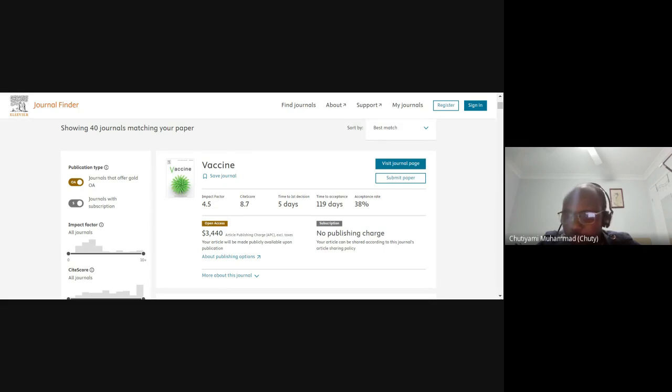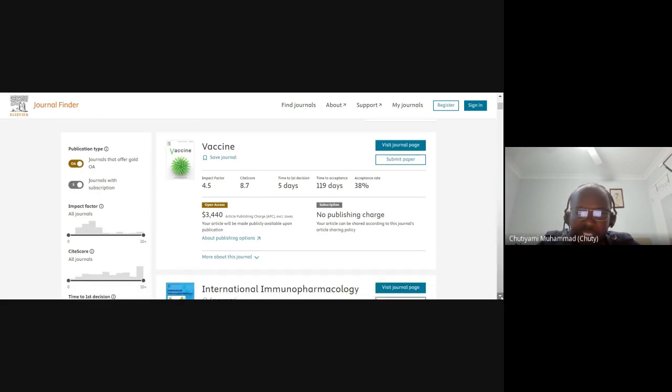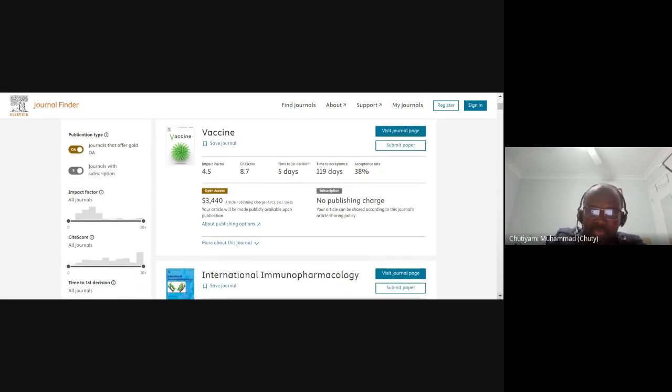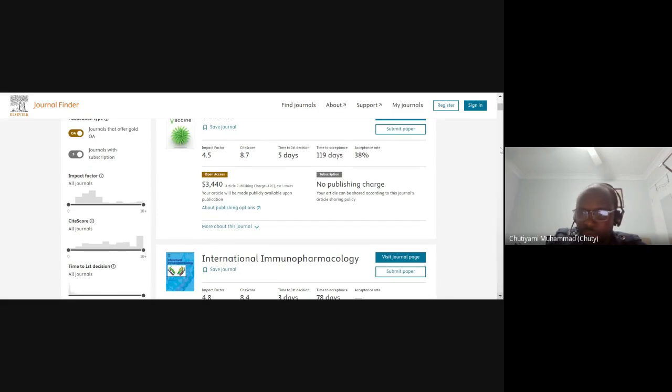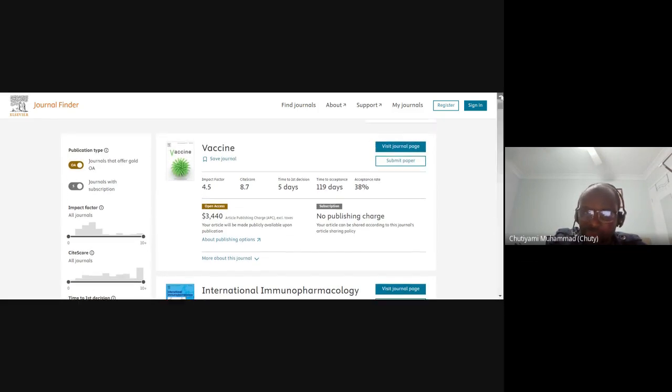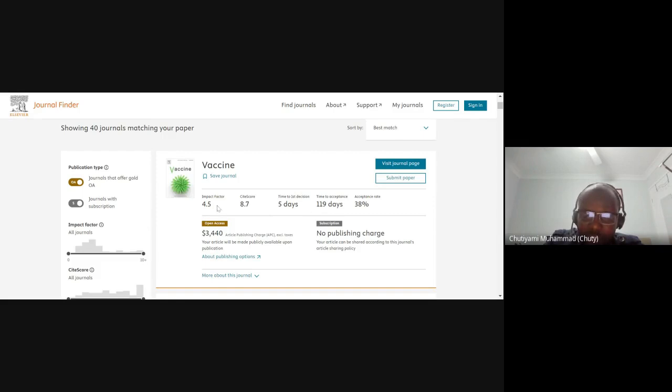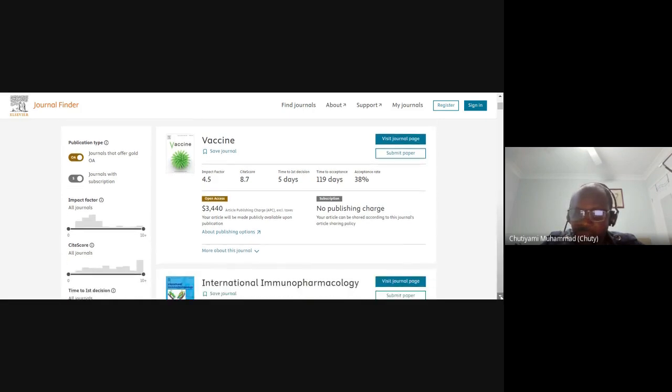Not only does it come up with the journals, it gives you brief information about them. Like this one, it says this journal is called Vaccine, which is suited for my paper. The impact factor of the journal is 4.5, and the journal is a hybrid journal. How do I know it's hybrid? It says open access, I have to pay this much money. It's a huge amount of money. But if I don't want to pay anything, I can still publish it. That is why it says no publication charge. So from here, I know this journal is a hybrid, like most journals.